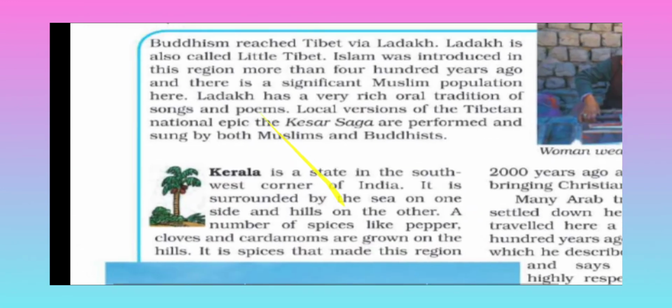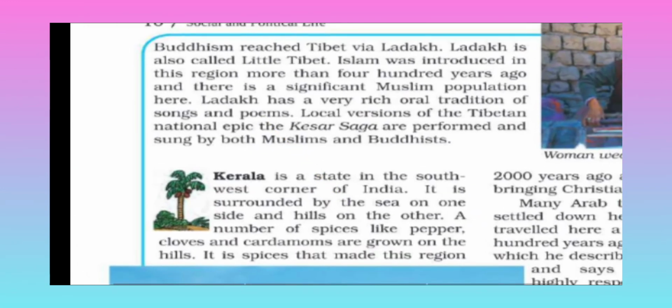Here the people have been given a case study. Buddhism reached Tibet via Ladakh. Ladakh is also called Little Tibet. Islam was introduced in this region more than 400 years ago, and there is a significant Muslim population here. Ladakh has a very rich oral tradition of songs and poems. Local versions of the Tibetan national epic, the Kesar Saga, are performed and sung by both Muslims and Buddhists.